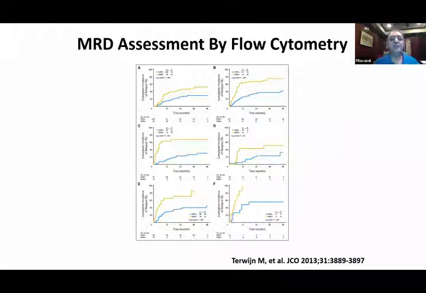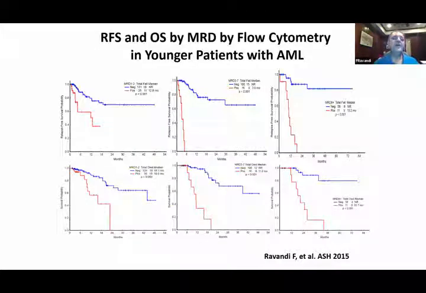On the right, it just shows you that this is applicable to favorable, intermediate, and adverse cytogenetic subgroups. So if you are using flow and it is positive after induction or consolidation, this highly predicts for relapse and even worse survival.